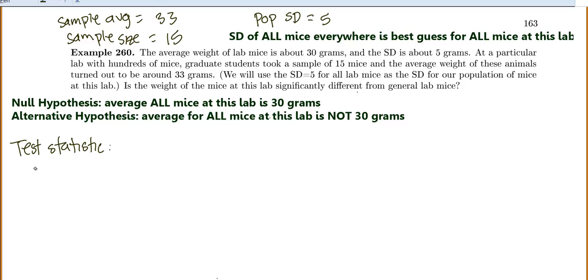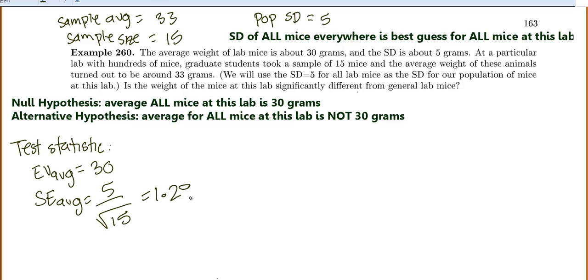For my test statistic, I need to calculate the expected value of the average. So that's equal to your population average, which we're hypothesizing is 30. The standard error for your average is equal to your population SD, which we're estimating as 5, over the square root of the sample size, which was 15. So this gives me 1.29.